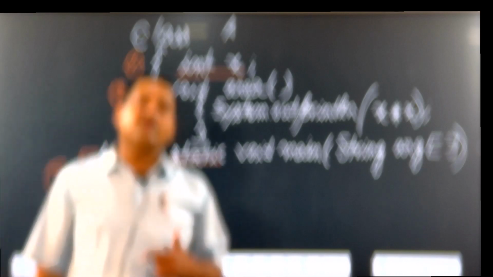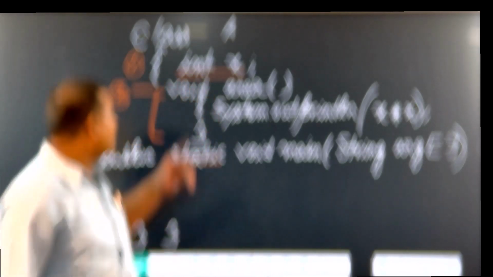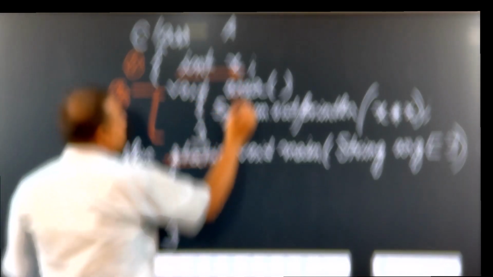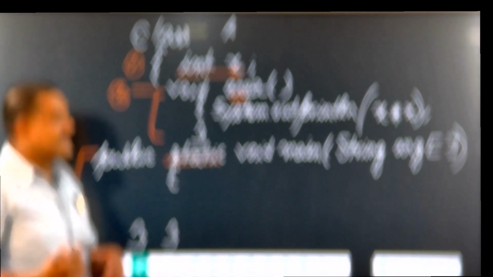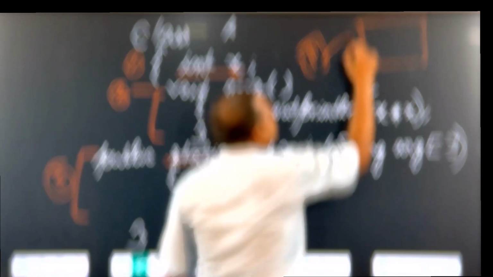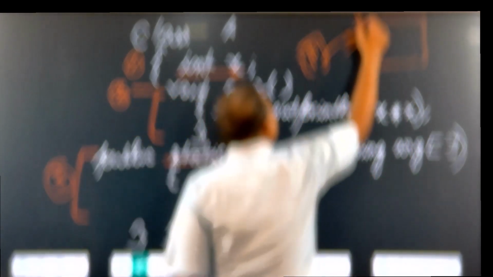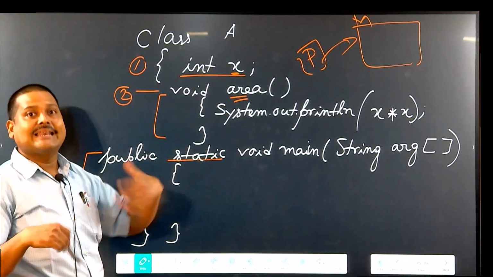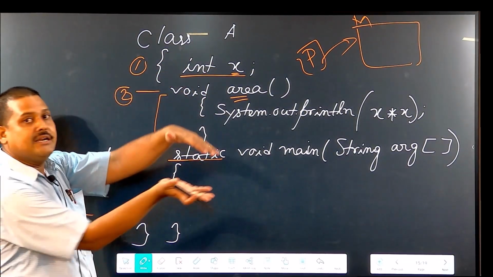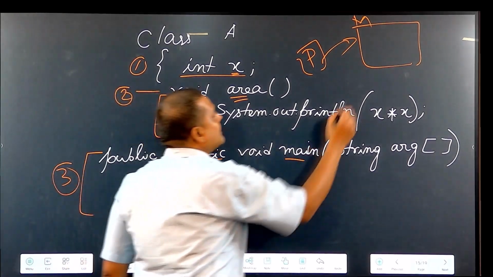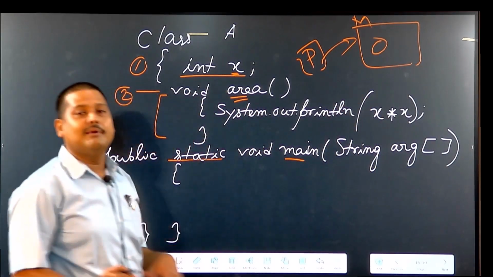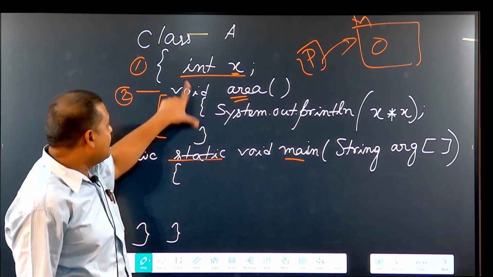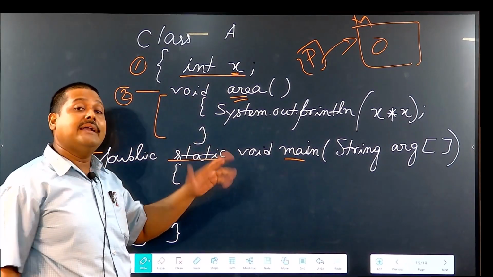So, to access main we need not create an object reference variable, but what about the other two? This variable and this method are not allocated inside memory. That means when this program is loaded into memory, at load time, when the class file is loaded, only the main method will be present. But what about these two? They will be allocated as per our requirement.